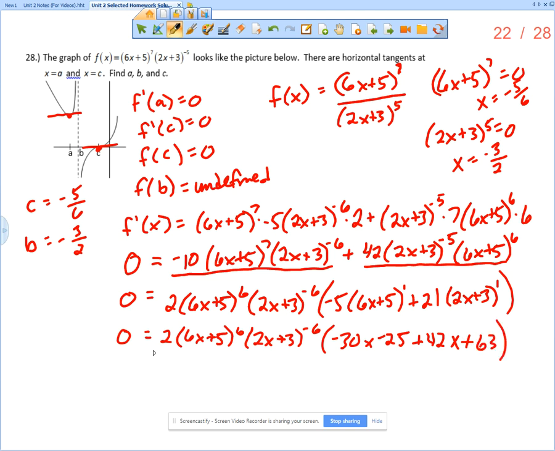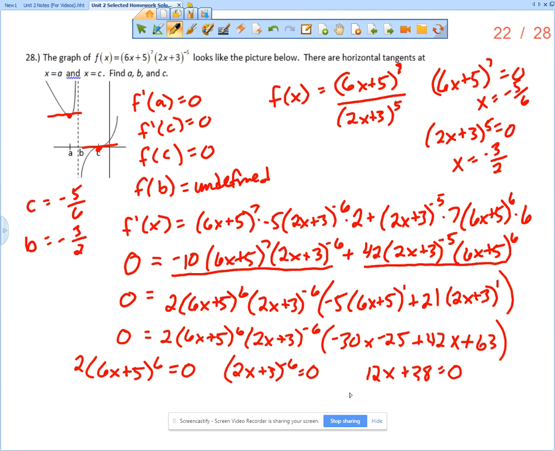Now I take the first part, 2 times (6x+5)^6, and set that equal to 0. Then I take this next part, (2x+3)^-6, equals 0. And then I take this part. I'm going to combine like terms: negative 30x plus 42x is 12x. Then I have a negative 25 and a 63. So 63 minus 25 is 28, right? Sorry, 38. Equals 0.